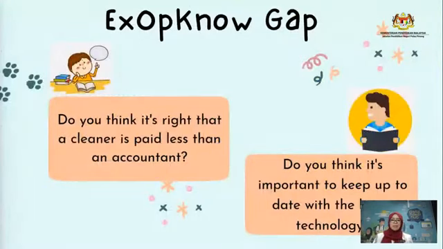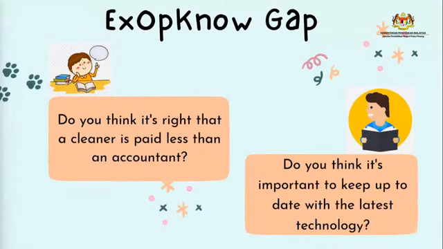Please bear with me, teachers. This is the second activity on X of no gap. What is X of no gap? X of no actually comes from the words experience, op means opinion and no means knowledge. Why do we have to do this activity with our students? The term gap signifies difference in this context.